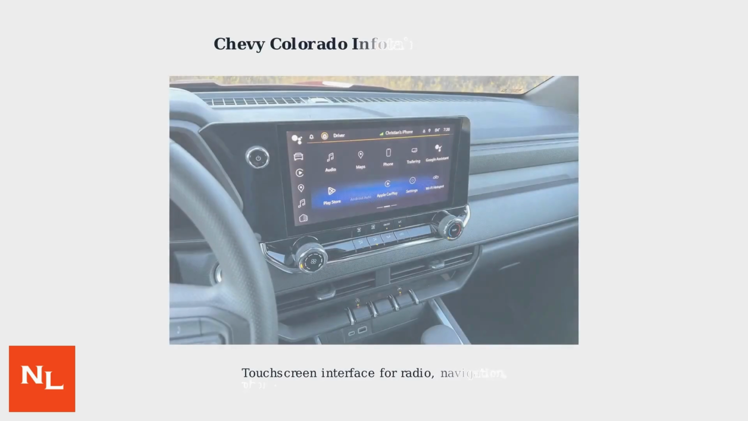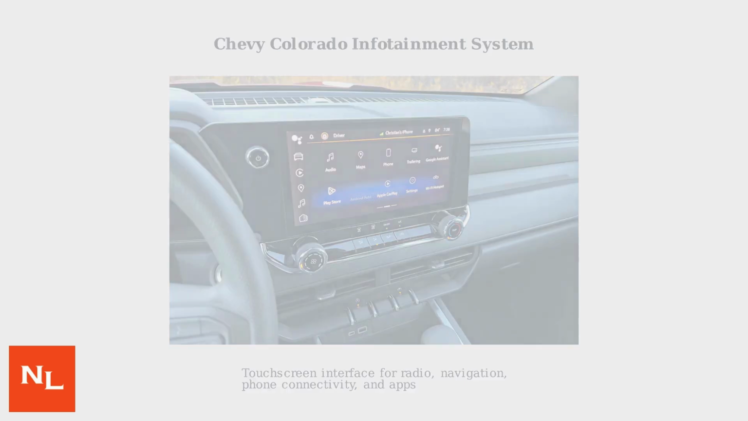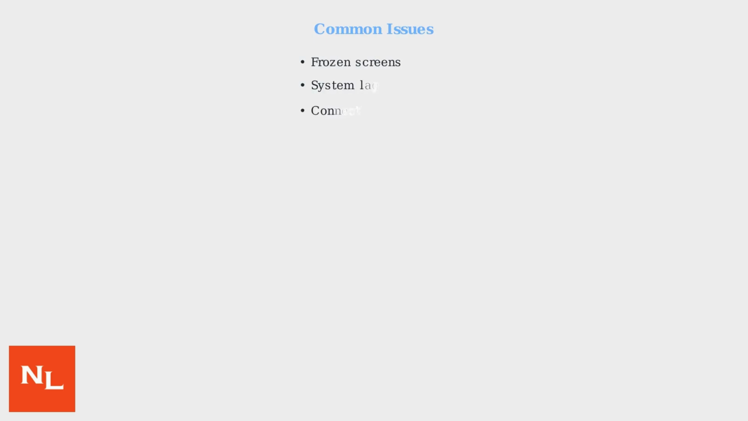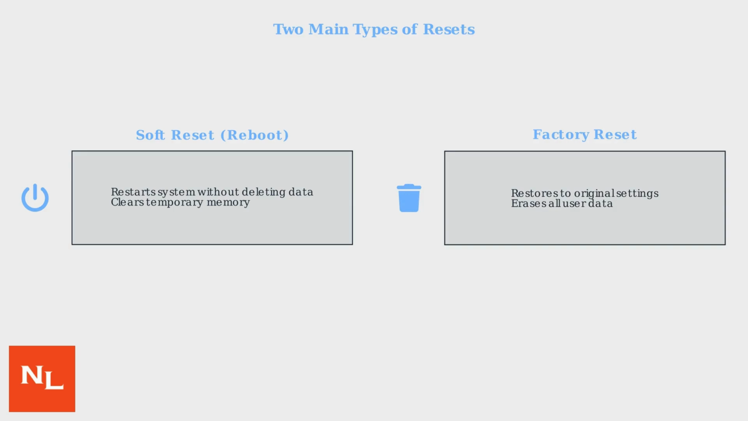The Chevy Colorado's infotainment system is a touchscreen interface that handles radio, navigation, phone connectivity, and apps. If you're experiencing issues like frozen screens or lag, a reset can often resolve the problem. There are two main types of resets: a soft reset, which restarts the system without deleting your data and clears temporary memory, and a factory reset, which restores the system to its original settings but erases all user data.